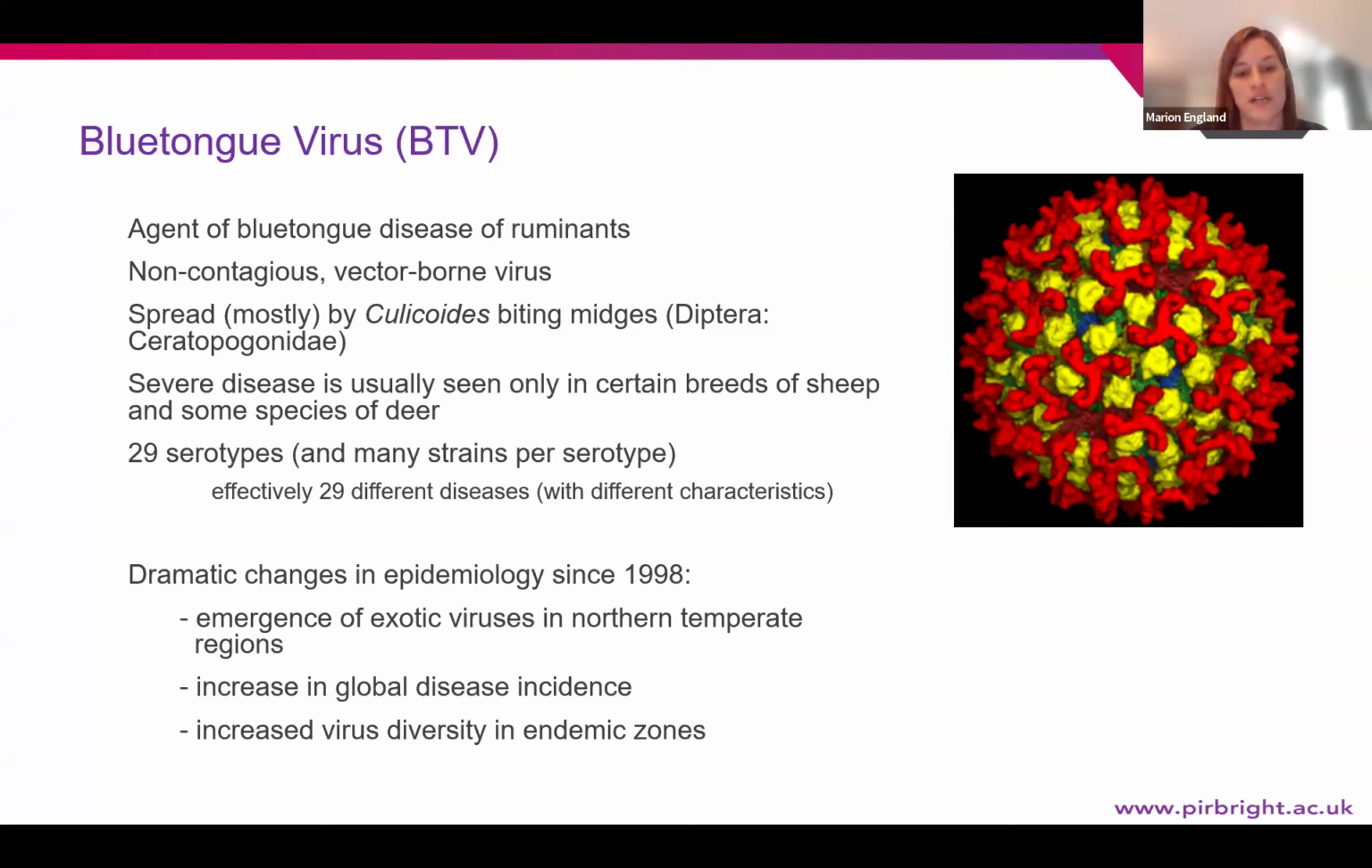So this was historically an exotic disease to Europe. It was found across Africa and the Middle East. But since 1998, there's been dramatic changes in the distribution and epidemiology of this disease. So there's been an increase in global incidence and an increase in the diversity of viruses. So all those different serotypes are becoming more prevalent in new areas.